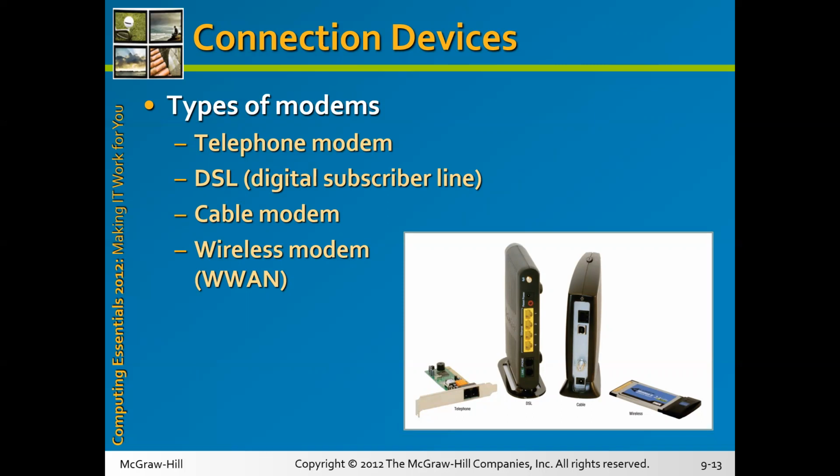Wireless modem does not use cables, also known as wireless WAN, that is, wireless wide area network. Signals are sent through air. Transfer rate or transfer speed is measured in bits per second. The higher the speed, the faster the transfer rate.